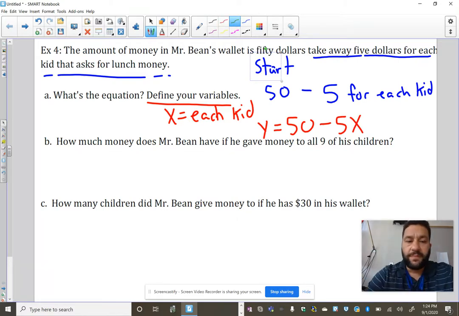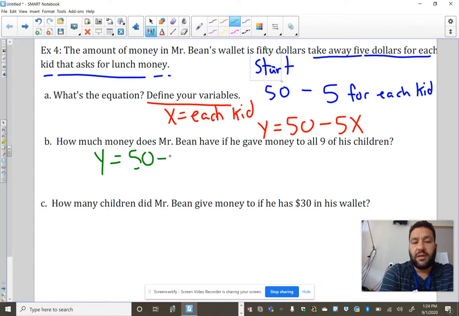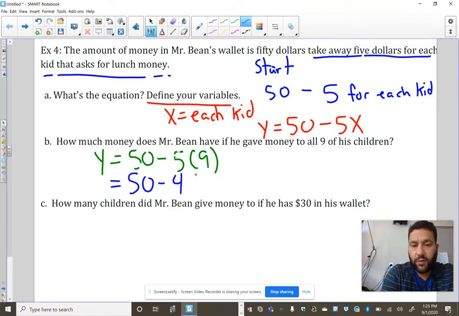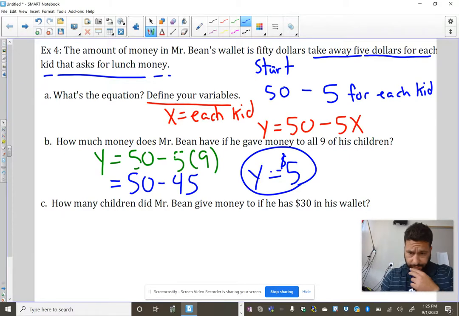Part B says, how much money does Mr. Bean have if he gave money to all 9 of his children? Well, would we put 9 in for x or for y? 9 is children, and like we said in part A, x is each child. So it would be y is equal to 50 minus 5 times 9. Our order of operations tell us to multiply first, so it'll be 50 minus 45, meaning that Mr. Bean will have $5 left over when he's done.